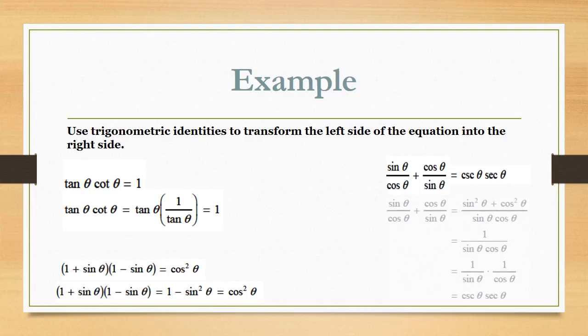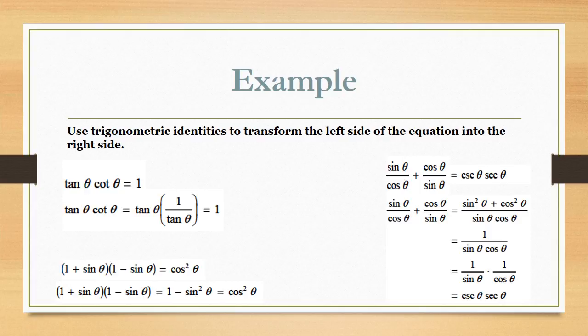And the final one, sine over cosine, what they did was they gave it a common denominator. And that gives us sine squared plus cosine squared over sine cosine, which is 1 over sine times cosine. And 1 over sine is cosecant, 1 over cosine is secant.